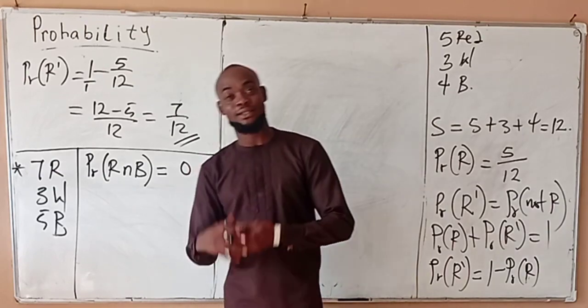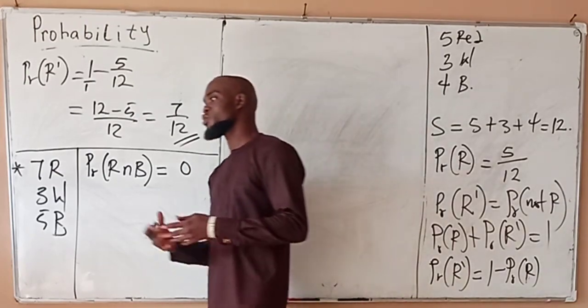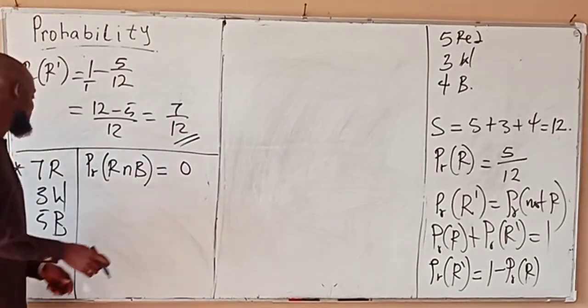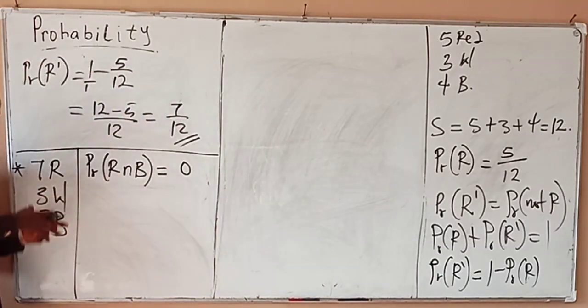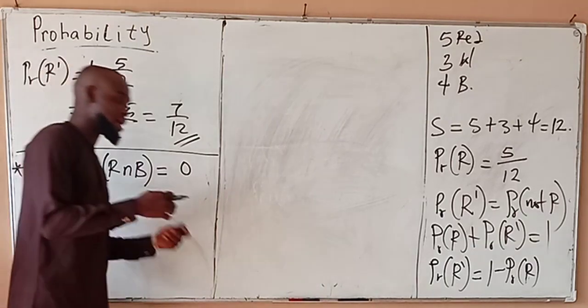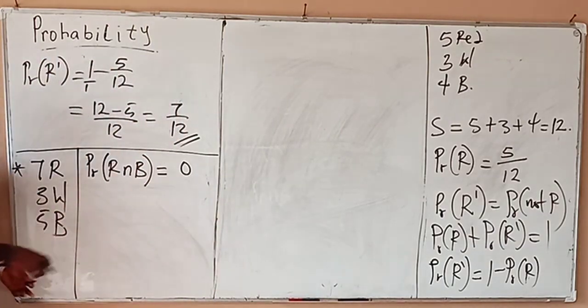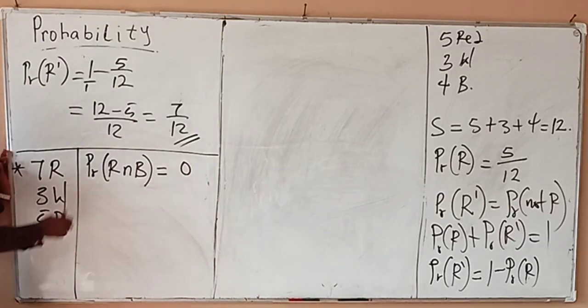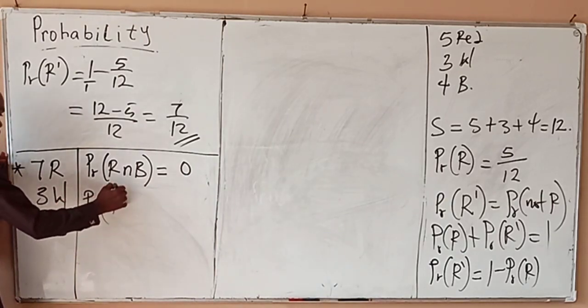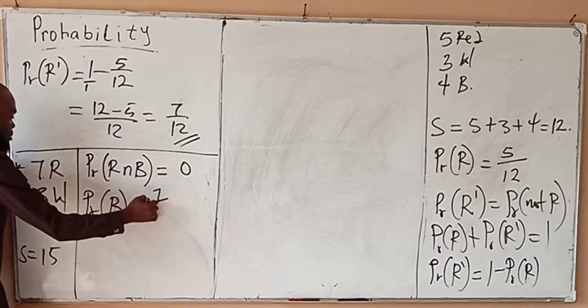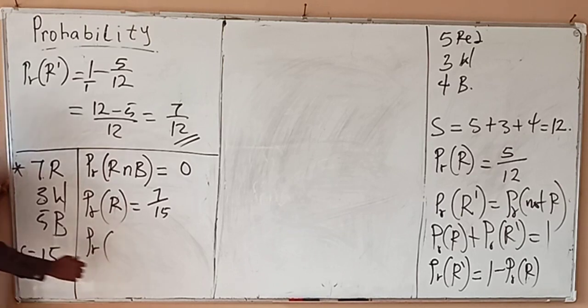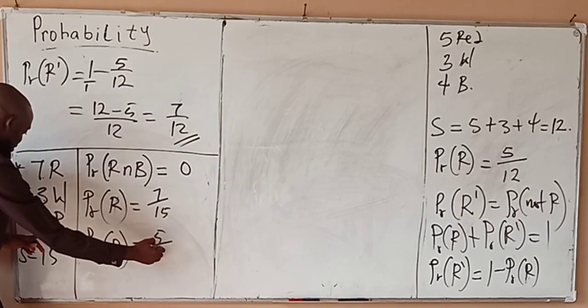if 2 balls are drawn at random with replacement, what is the probability that we are going to obtain a red ball and a blue ball? So the probability of drawing the red ball, what is the sample space? The sample space is 7 plus 3 plus 5, that's 15. The probability of red is 7 over 15. Probability of drawing a blue ball is 5 over 15.